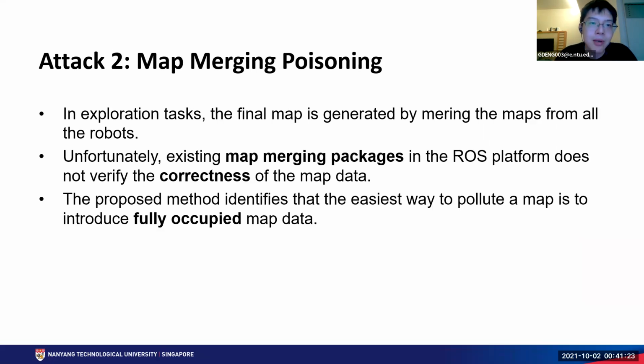The second type of attack is the map merging poisoning attack. In the exploration tasks, the final map is generated by merging the maps from all the robots. But unfortunately, after examining the map merging packages available online, we noticed that those packages do not verify the correctness of the map data. As a result, the proposed method identifies that the easiest way to pollute a map is to simply introduce fully occupied map data to the final result. So the whole map is poisoned. And actually, all these map merging packages cannot detect this kind of attack, which may cause very serious issues when an adversary robot is present in an exploration task.